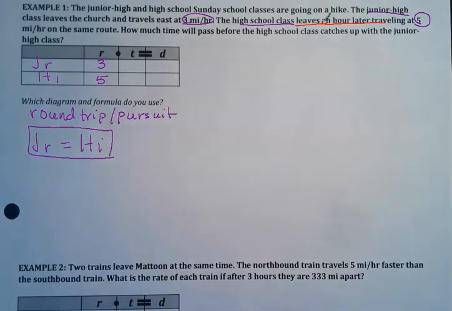Okay, we would put a variable. That's the thing we're looking for, right? It says how much time passed. So we know we have to have a variable in our time. Where do you want to put the variable? You want to put it with the junior high or the high schoolers? The junior high? You can put it in either place, but where you put it is going to affect the other row. Okay, so we can do it both ways.